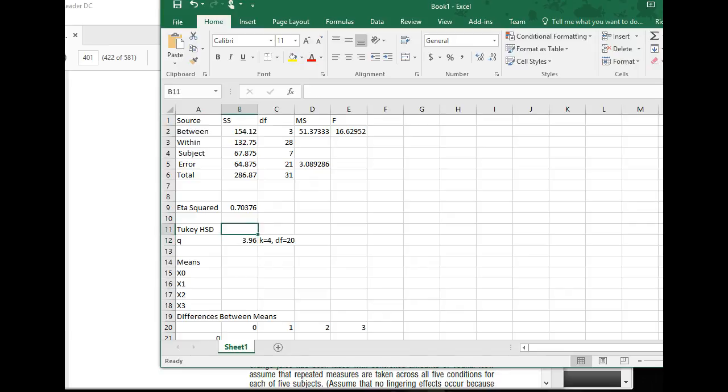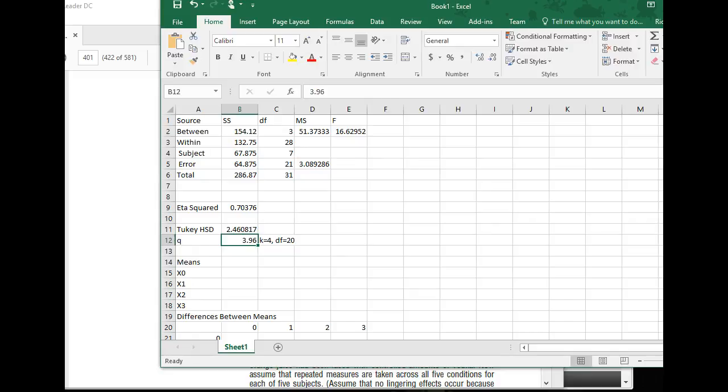The next thing we need to do is compute this Tukey's value. And so the Tukey's value is going to equal the Q value that we computed right here, times the square root of, and on the numerator, we're going to take this 3.09 number, the mean square of the error, and then in the denominator, we're going to divide by the number of subjects that we have, which is 8. And we'll close the parentheses, and we'll do the computation. And here's our Tukey number of 2.46.